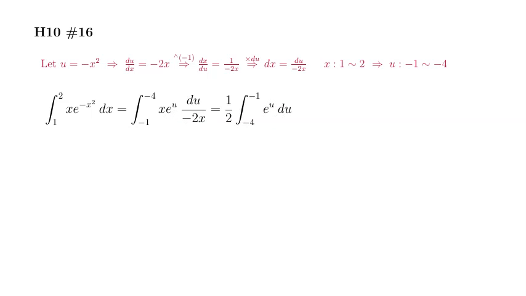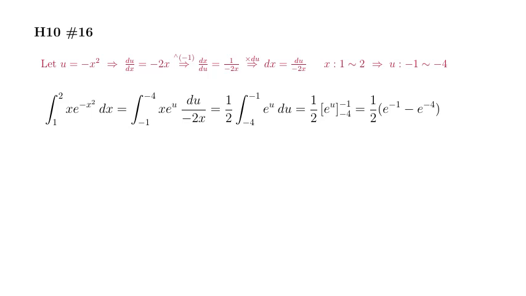If you find an antiderivative of e to the u, it's going to be still e to the u. And you are going from negative 4 to negative 1, and you still have 1/2 there. And then you can just plug in the upper limit first and then minus the lower limit. You end up getting 1/2 times (e to the negative 1 minus e to the negative 4).